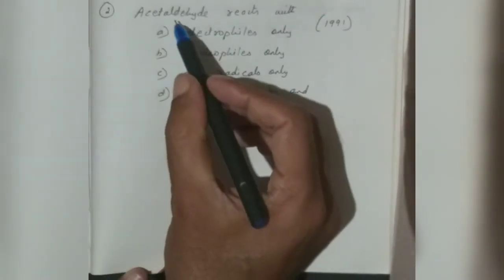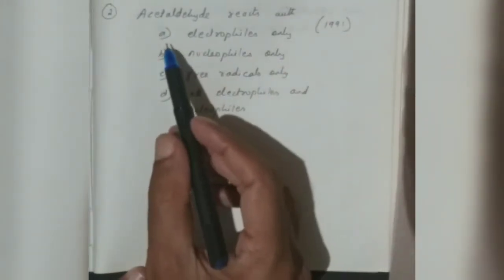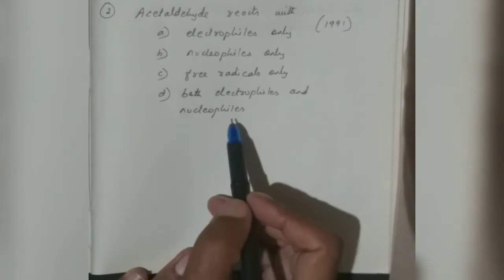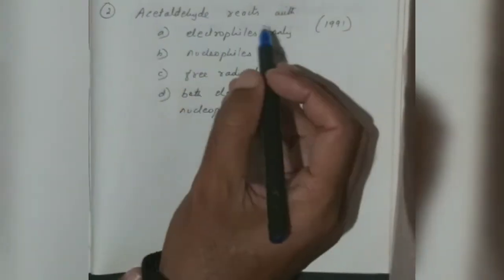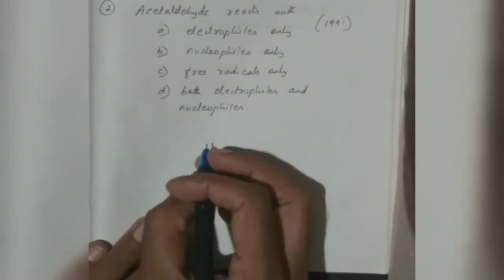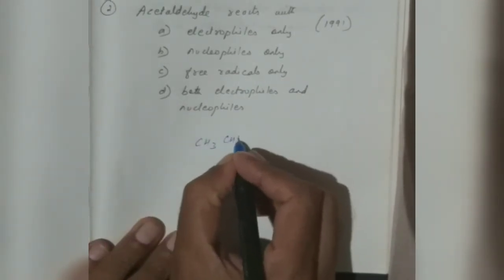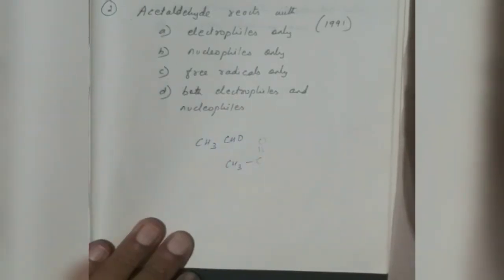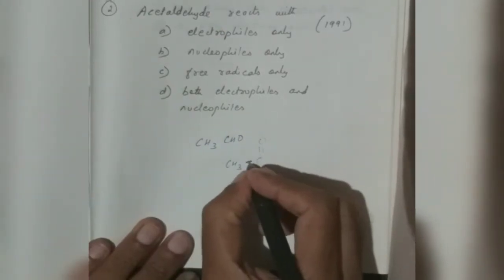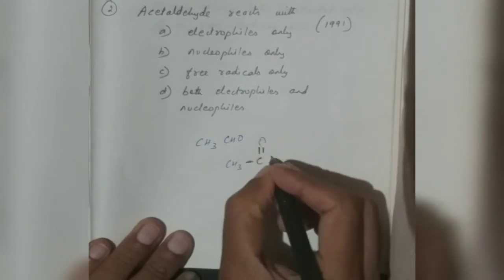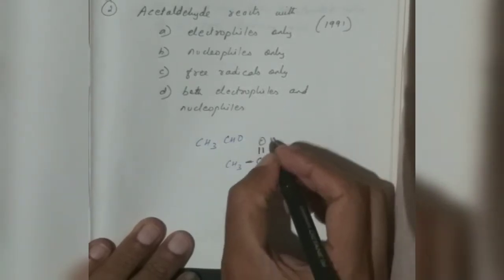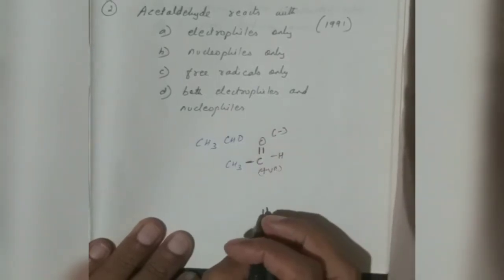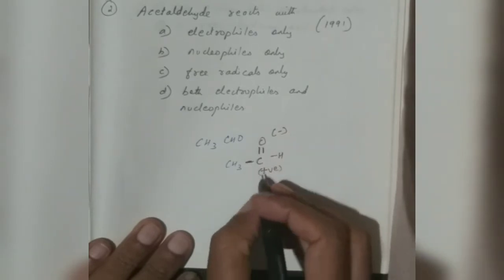The next question: acetaldehyde reacts with option A, electrophiles only, nucleophiles only, free radicals, or both electrophiles and nucleophiles. Let us take the structure of acetaldehyde, CH3CHO, or we can write it as CH3, C double bond O, and the H. Because of electronegativity, oxygen will have the negative sign and carbon will have the positive sign.